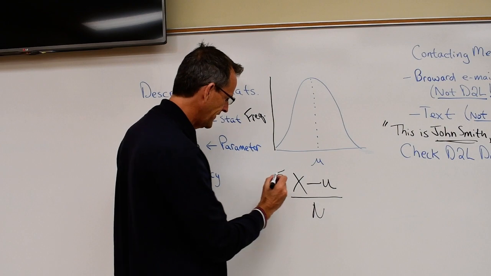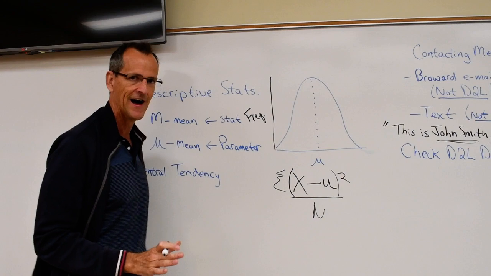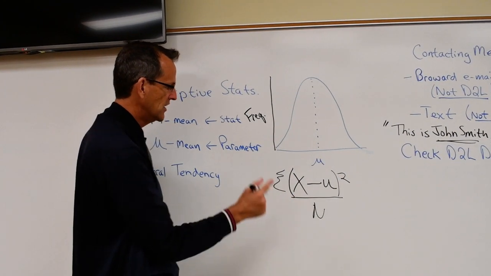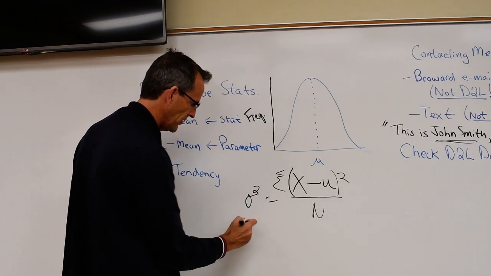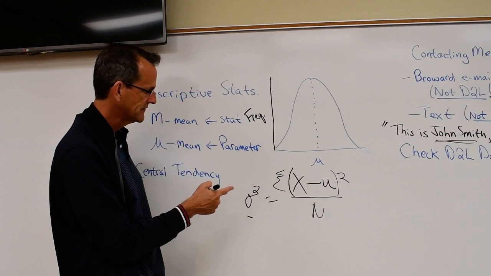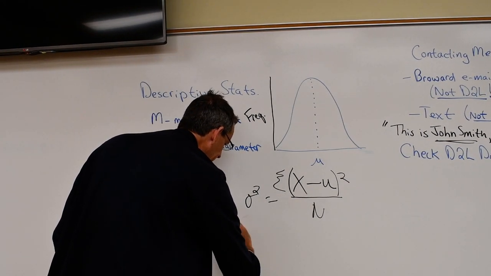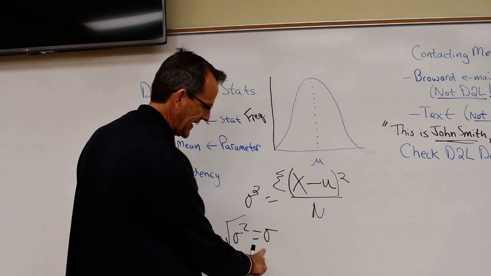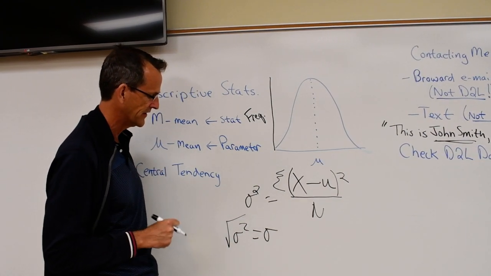So what we can do is we can square this term, and that gets rid of the sign, doesn't it? Because a negative squared is a positive value. This is the formula for a parameter called variance. So that is variance. Now it's squared. You can take the square root of the variance. The square root of the variance equals something called standard deviation, which is just sigma. So sigma squared, variance, standard deviation.